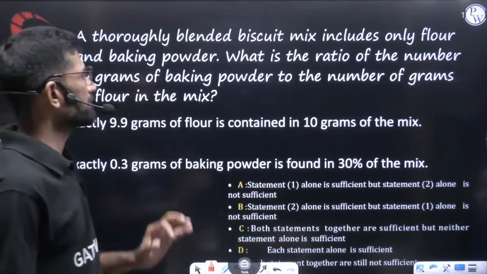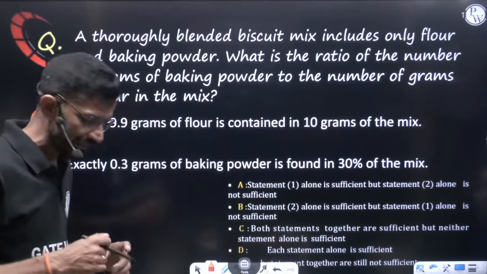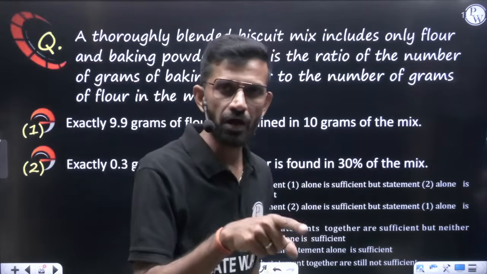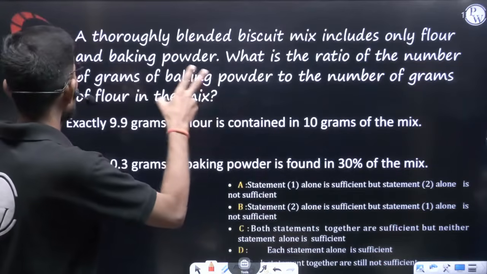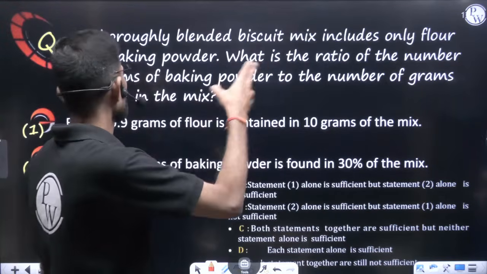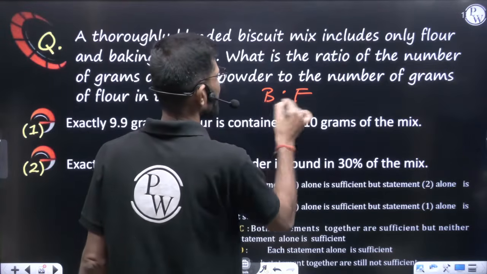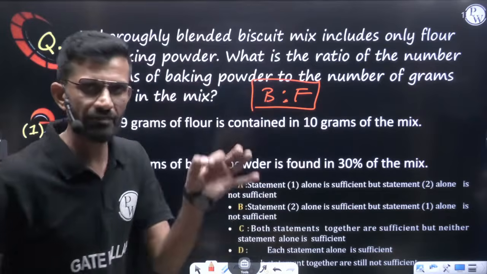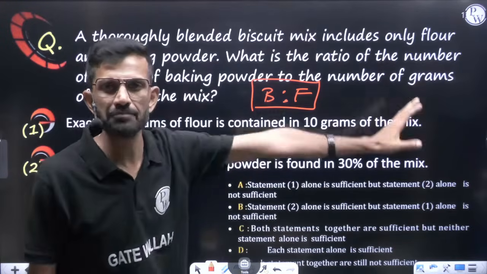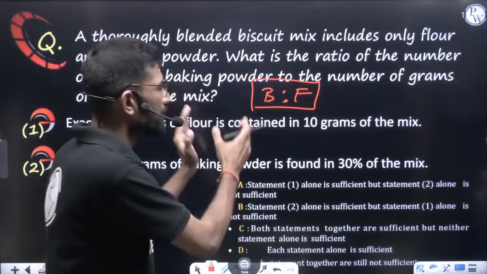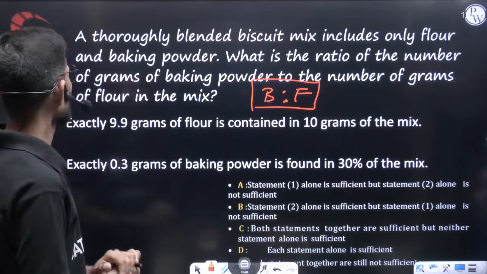A thoroughly blended biscuit mix includes only flour and baking powder. So in that mixture, only two things are there, flour and baking powder. What is the ratio of the number of grams of baking powder to the number of grams of flour in that mixture? They are asking you the weight ratio of baking powder to flour in that mixture. Whether it is kg or grams, whatever the unit may be, they are asking you their weight ratio.